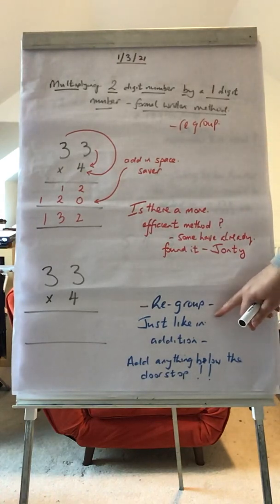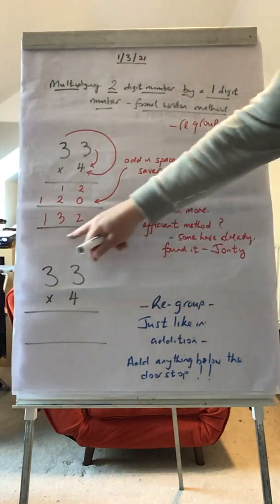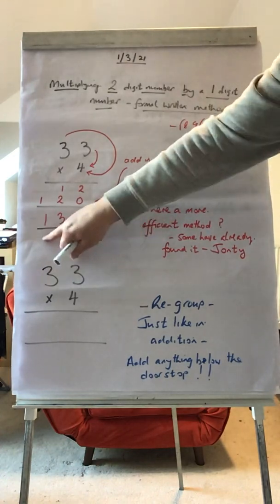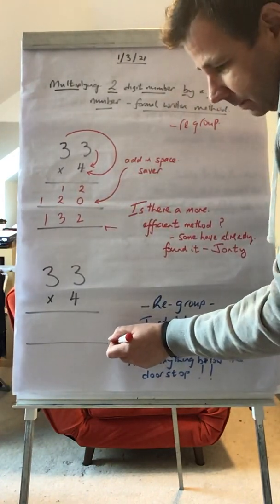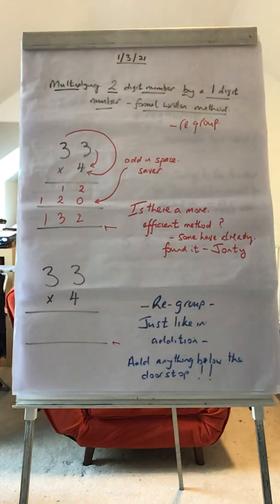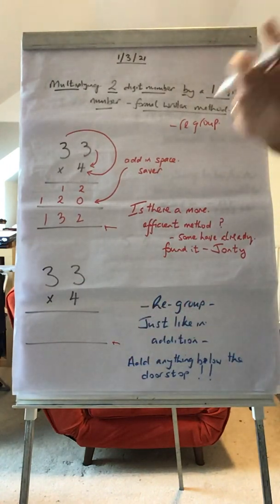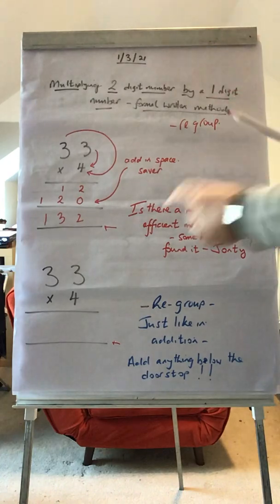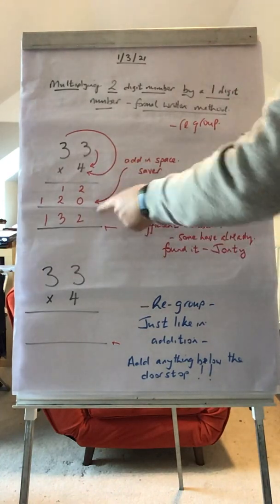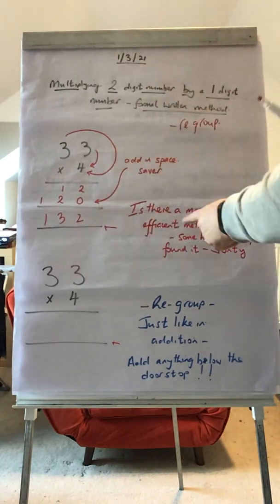Regrouping, just like in addition: anything that goes underneath the doorstep, there's my doorstep, this line here, needs to be added on to an answer. So I will now be carrying over either tens or ones or hundreds, and I will be putting that underneath the doorstep, and that then needs to be added on. So watch what I do. Again, same sum, so we should get the same answer, but look how quick and how efficient it is.